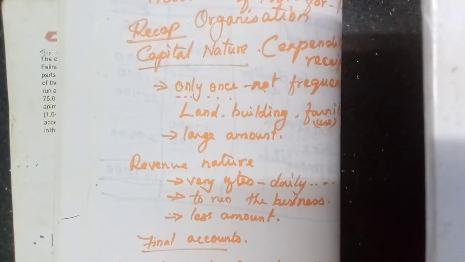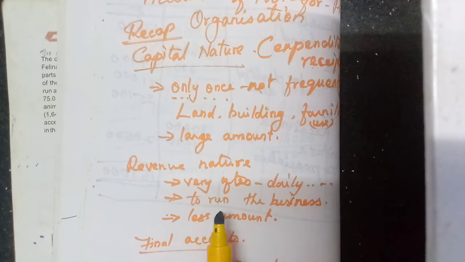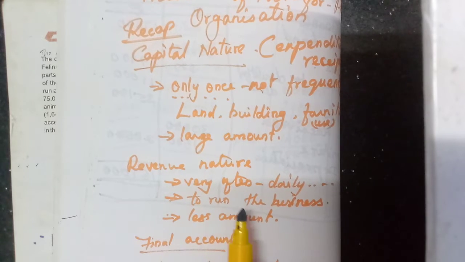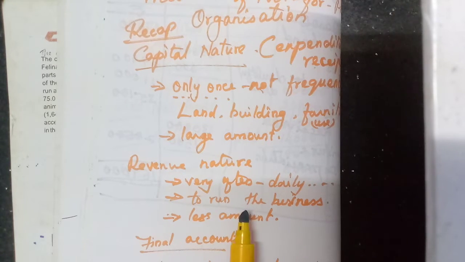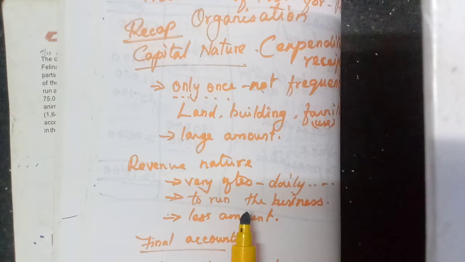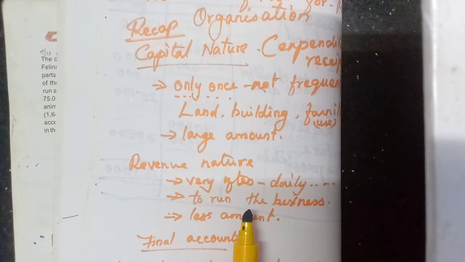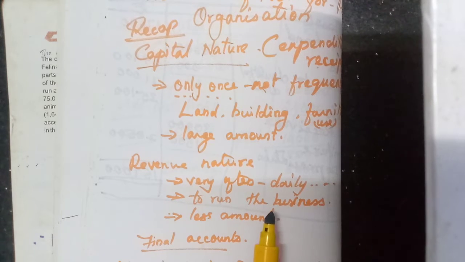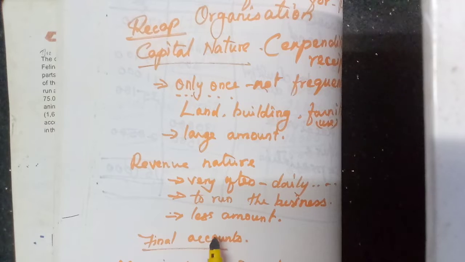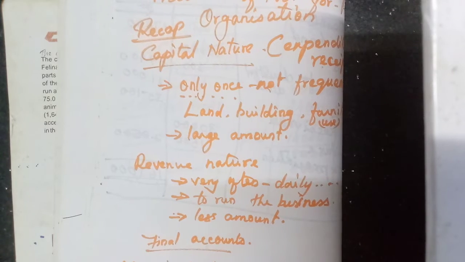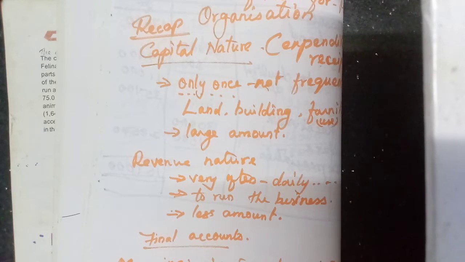Then what is revenue nature? Revenue nature occurs very often, either daily, weekly, monthly, or yearly. They are the revenue expenditure or revenue income, or we can say revenue receipts and revenue payments.